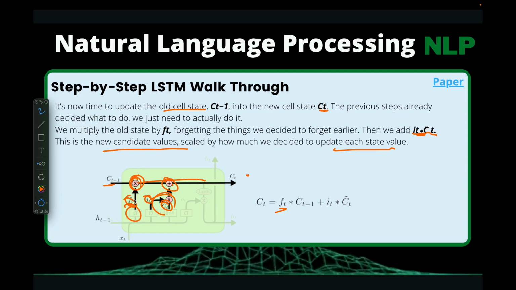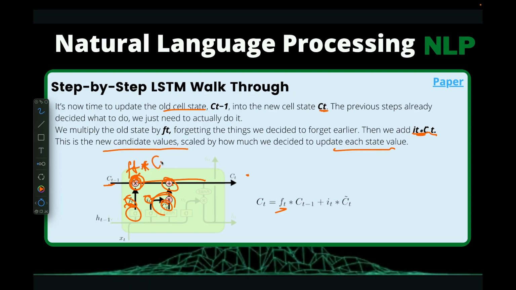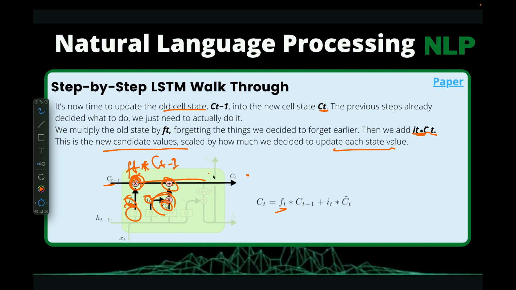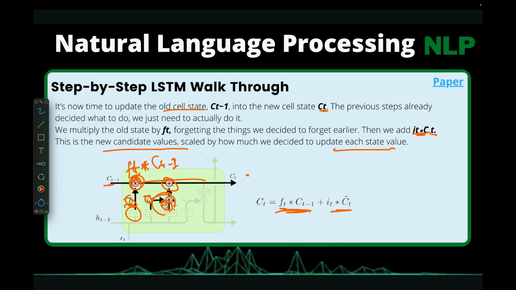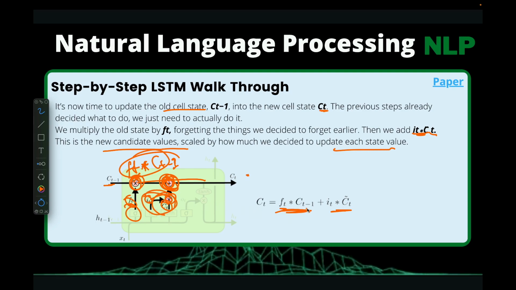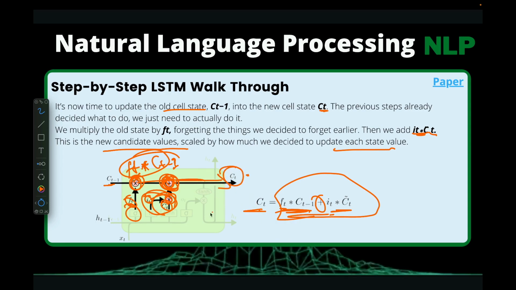So here we're going to have this ft, the pointwise multiplication operation, multiplied by the CT-1. That's what you have over here. And then for this part, it's this one multiplied by this. Remember, we have a pointwise multiplication over here. Then in addition, we add both sides, this one we have found and this one here. That's what finally forms this one. It's going to give us our CT.